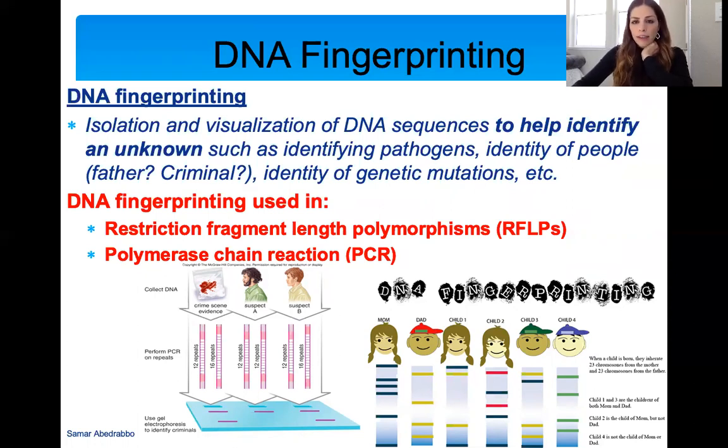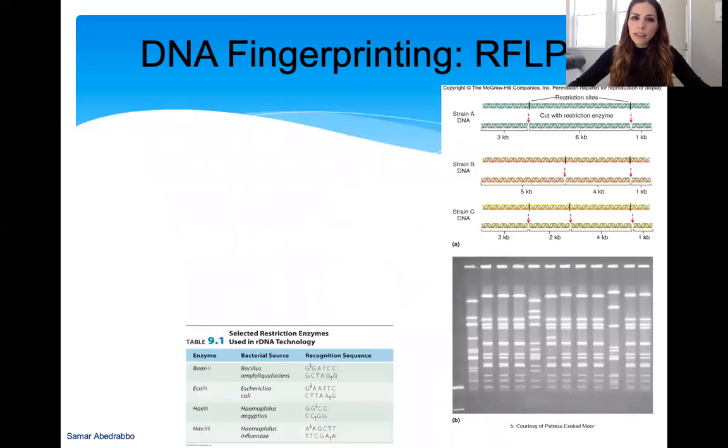And we use DNA fingerprinting in RFLPs, which are restriction fragment length polymorphism experiments, and PCR, which is the polymerase chain reaction. Now, I'm going to discuss both, but I want everyone to know that RFLPs are rarely used in science these days. We've advanced so much that we don't use it. But I think it's important to understand the biological mechanisms, because if you understand how RFLP works, you can understand a lot of other experiments.